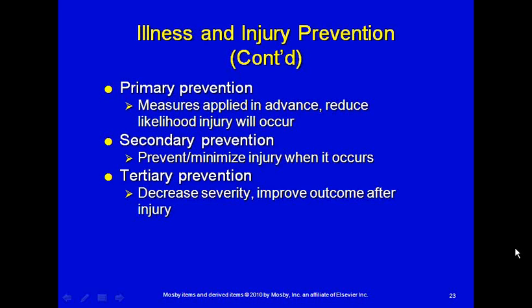Secondary prevention includes preventing or minimizing the injury once it occurs, and then tertiary prevention is to decrease the severity and improve outcome after the injury. So a primary injury prevention would be perhaps a bicycle rodeo, handing out helmets to children riding bicycles. Secondary prevention would be to minimize secondary brain injury following a pedestrian versus motor vehicle collision. And tertiary prevention would be getting them to a neurosurgeon or a trauma surgeon quickly.